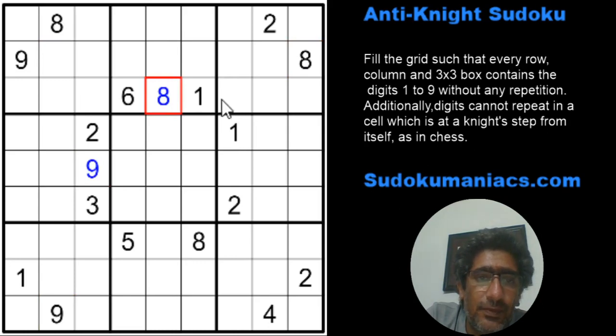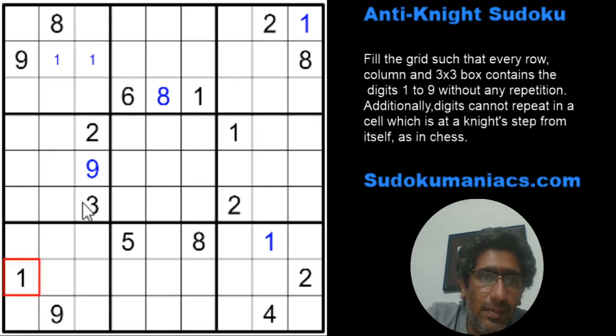Good enough. Now, when I look at this 1, the 1 cannot be in these 3 and this 1 cannot be here. Only 2 places for 1 are in these 2 cells. But this cell is at a knight step to both the 1s, so obviously I can't have a 1 there. This is a 1. 1, 1 by classic rule in these 2. But we have a 1 here. This is my 1. The 1 has to be in these 2.